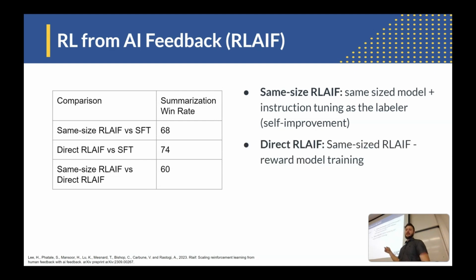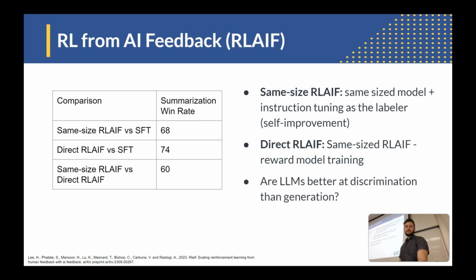The direct RLAIF is the same thing, but without training a reward model. You just label your outputs and then train on the preferred outputs and ignore the reward model bit. Yeah, so that's this bit.